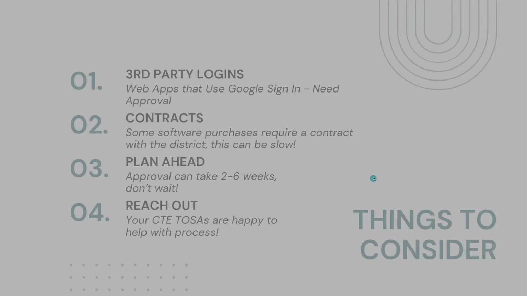Okay, so some things to consider that might not be obvious in this process. One of the things that we need to get approved right now are things that are third-party logins. There's a lot of web apps where you would log in with your Google account, or applications where you would download them and students might use a Google account to sign into them. There's been a change in how Google does that.